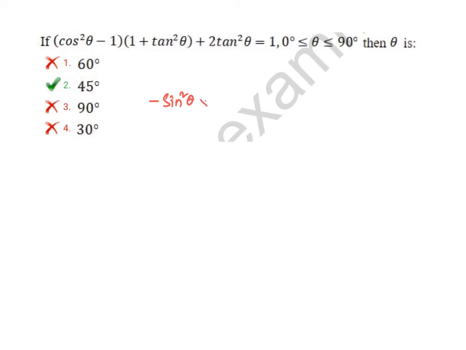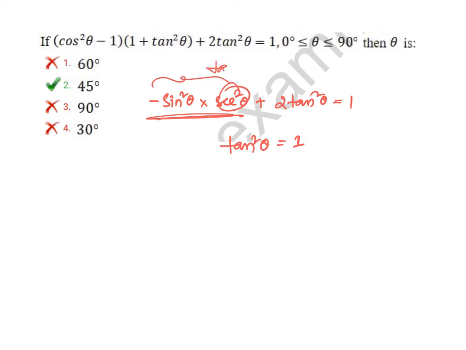1 plus tan square theta is sec square theta, plus 2 tan square theta is equal to 1. I would say this is 1 by cos square, so minus tan square. Therefore, you have tan square theta is equal to 1, because this becomes minus tan square theta plus 2 tan square theta equals 1, meaning tan square theta equals 1, therefore theta is equal to 45.